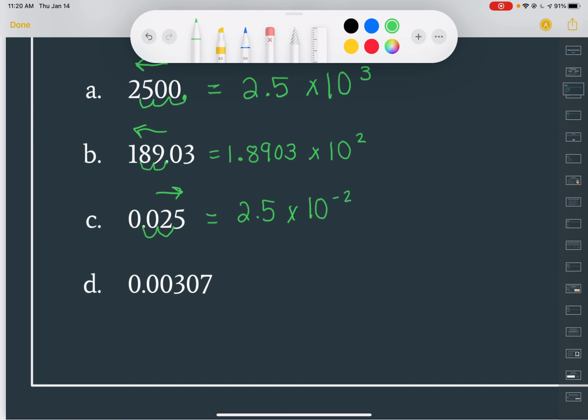Okay, and then the last one here is 0.00307. We are going to be moving it to the right. It's a small number, which means our exponent will be negative. To get it to be 3.07, so 1, 2, 3. Okay, so that's some examples there for you. If you're having any trouble with those, let me know, and we can work to figure it out.